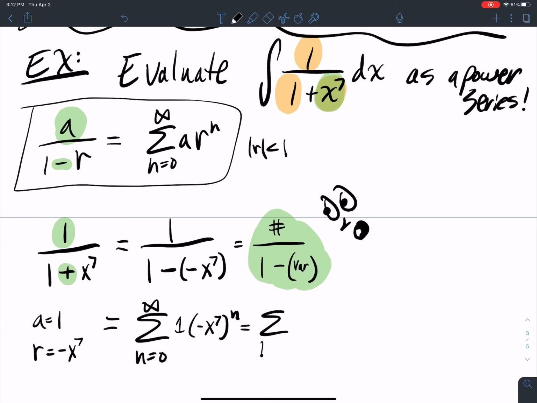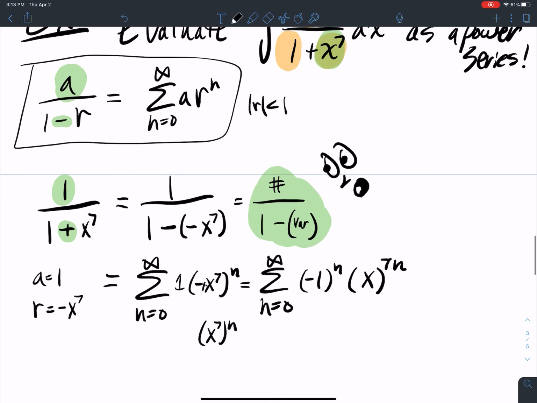This is the series n going from 0 to infinity. Now this negative, I can pull the negative out because that's like a -1. So that's -1 raised to the n times x to the 7th raised to the n. Power to a power, I multiply, so this is x to the 7n here, okay? So this is my new series, all right?